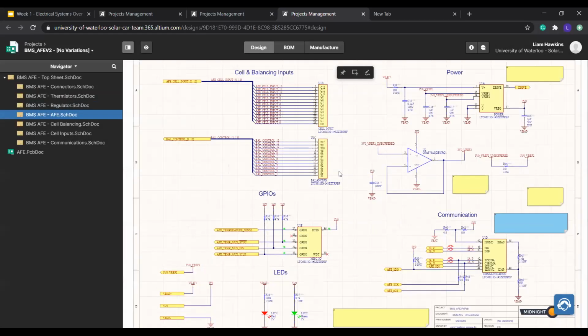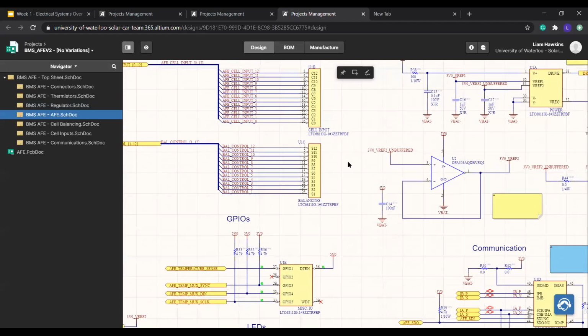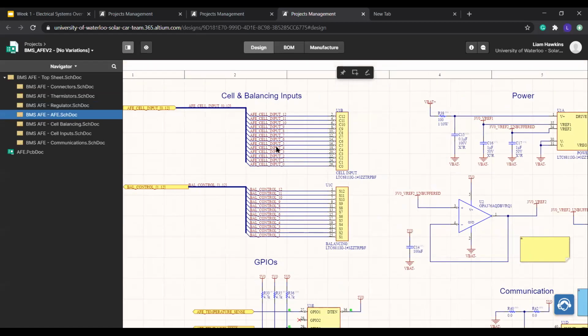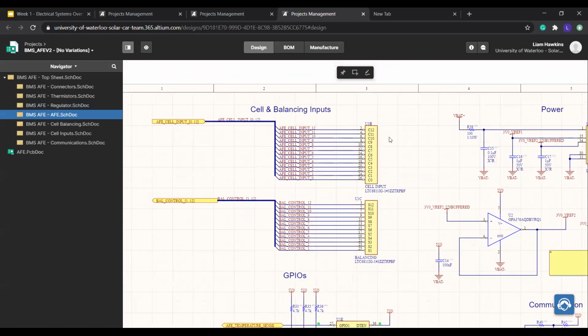So the main part of the AFEs is a battery stack monitor produced by Analog Devices, and it's the LTC6811. So it has inputs for all the cells, and these are basically passed to an ADC to measure the voltage at each one. And it also controls the balancing for each of the cells, which I will talk about later.